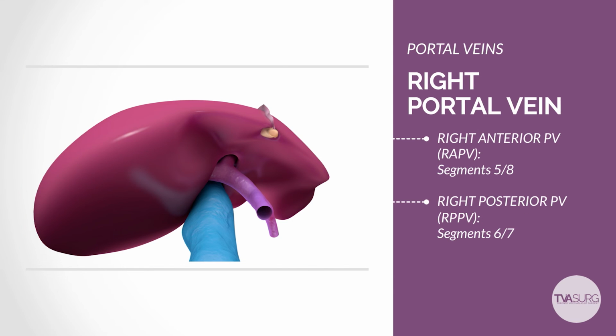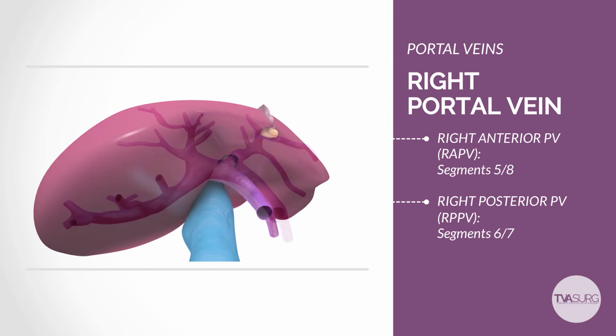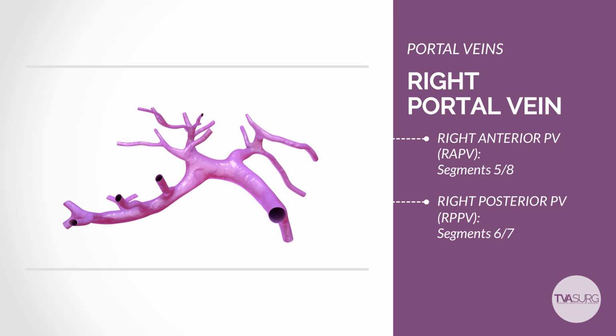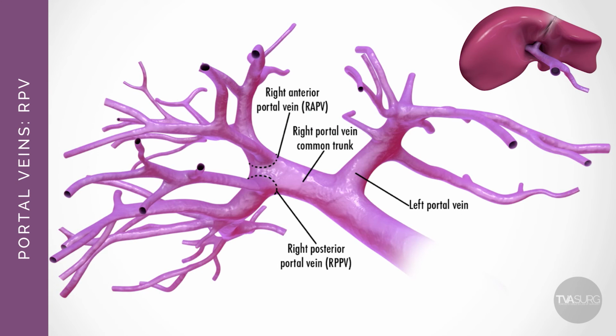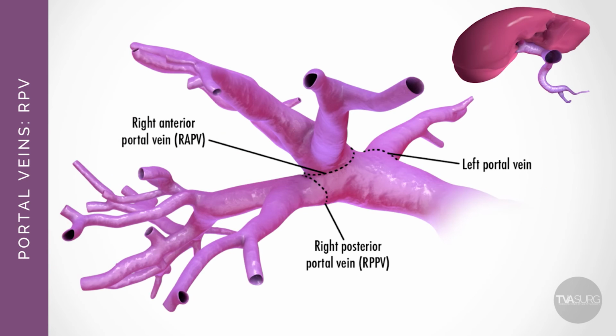The right portal vein often has a discernible division between anterior and posterior. These are the right anterior portal vein, supplying segments 5 and 8, and the right posterior portal vein, supplying segments 6 and 7. This division is one of high variability. They can branch from a short common trunk, as seen here, or a longer, more distinct common right portal vein. Sometimes, though, that short common trunk is barely discernible, and this might be referred to as a trifurcating portal vein.